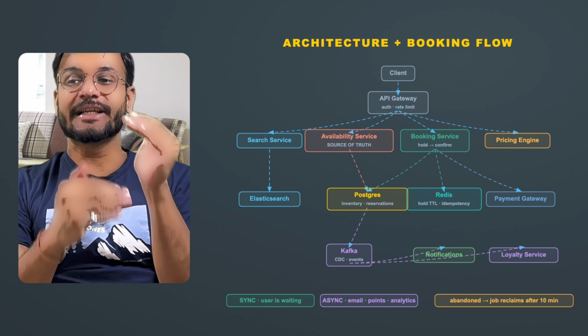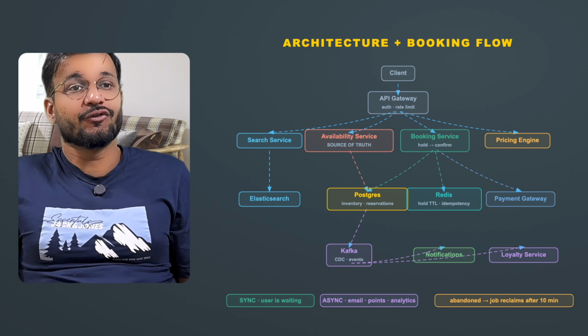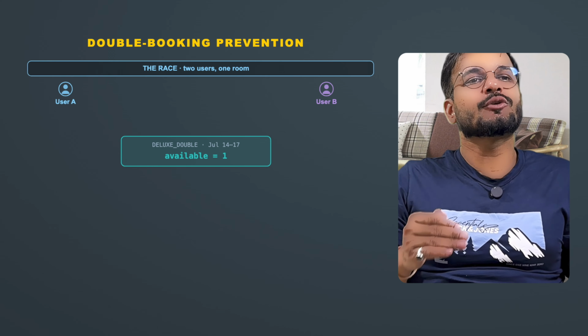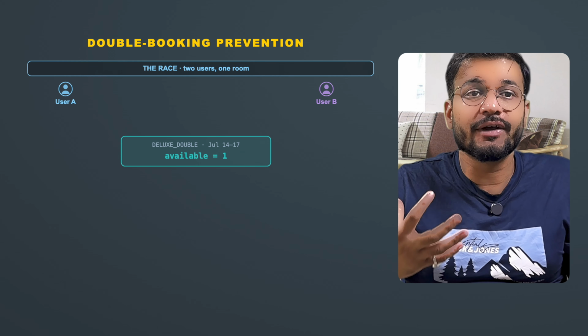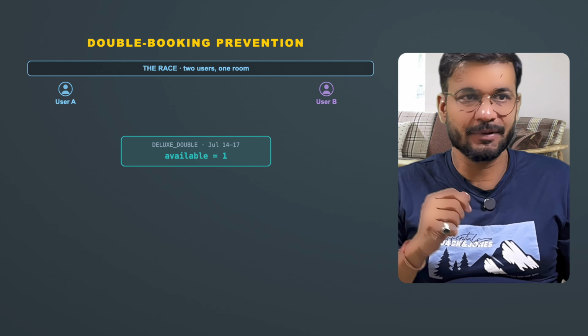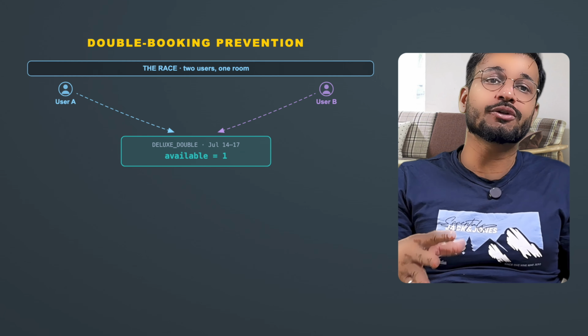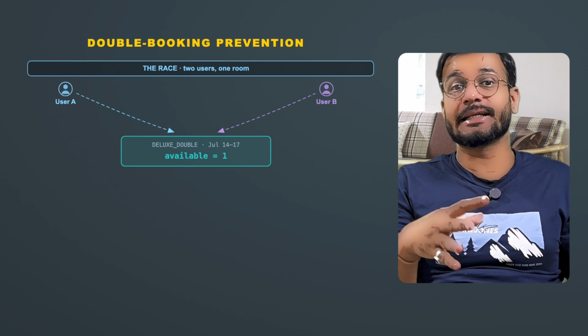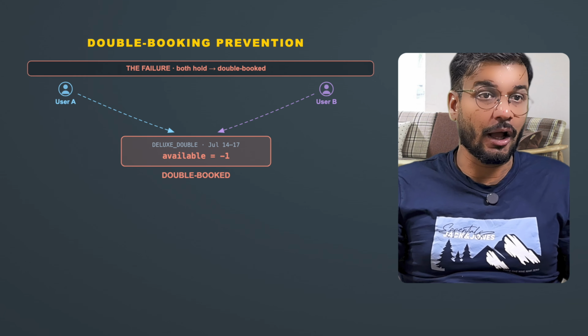Okay, now we'll do a deep dive into some of the components. The first one is inventory management and double booking prevention. Now, this is the hardest part of the system. Let's say two users try to book the last available room at the same time. Without proper concurrency control, both can see the room as available, both create a hold, and we have double booked. Now, how do we prevent this?